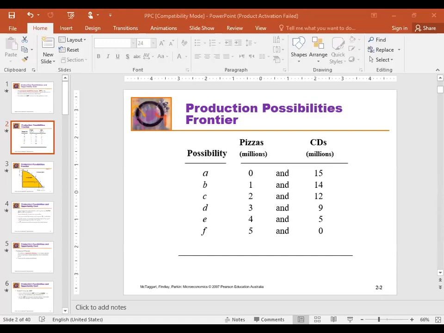Does someone have an explanation for that? Why is it that in order to produce more of one good, the production of the other good has to decrease? Why can't we still increase the other product as well? Nada, please. To maintain the budget. To maintain the budget, okay?